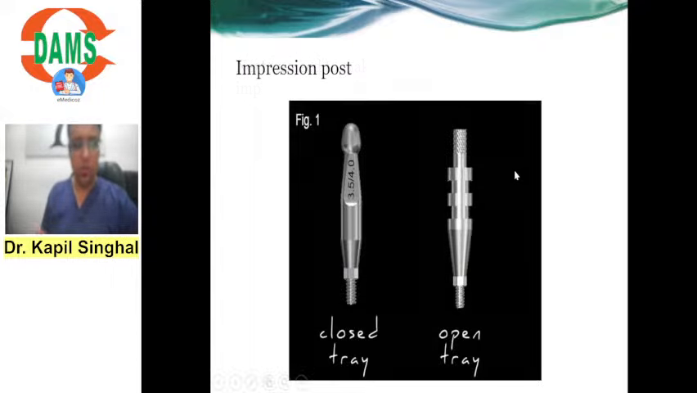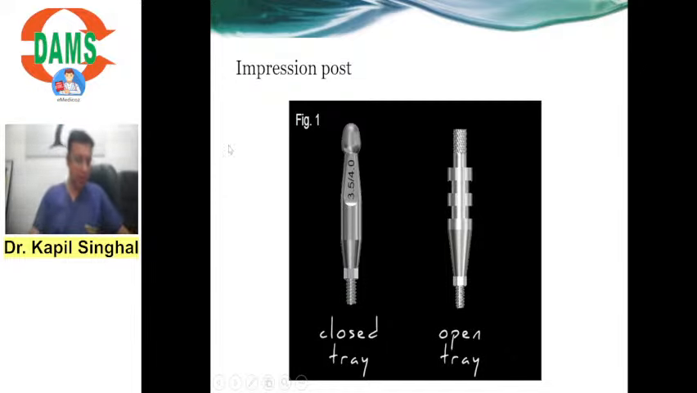So let's come to both the techniques of impression, open tray and closed tray. If you see both the impression techniques, first of all, for making an implant impression, the component that you need is known as impression post. It is also known as impression coping.